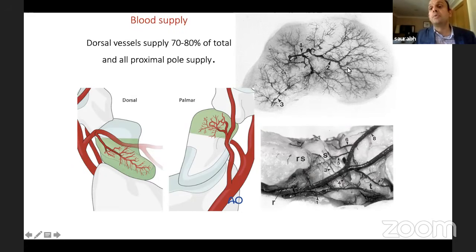Hence 30% non-union in non-operative. And then of course, the very distal part is supplied by the palmar carpal branch, which then goes on to make a palmar arch. So blood supply is important. Of course, some blood supply will come through the scapholunate ligament also. The proximal pole equals dorsal carpal branch supply. So that's important, along with the other factors which can cause non-union.